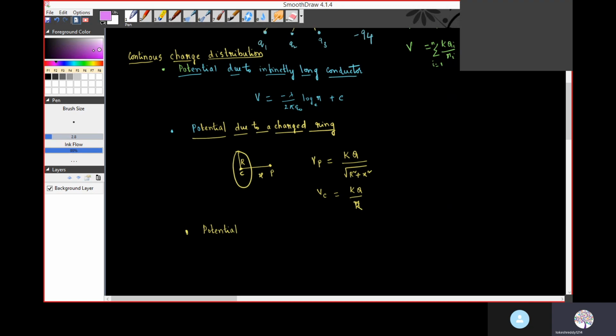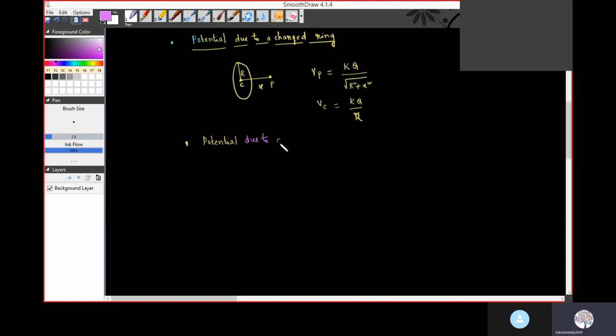Potential due to a charged conducting sphere. So now you consider a sphere, this charged conducting sphere.